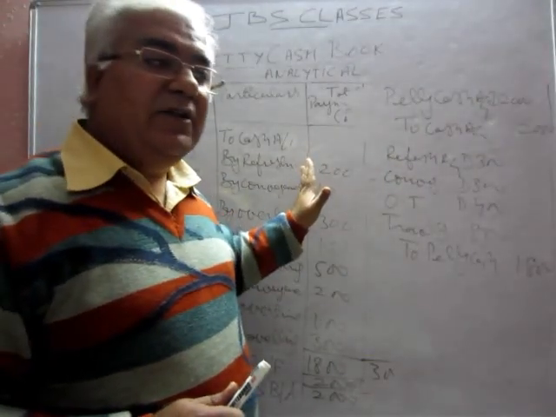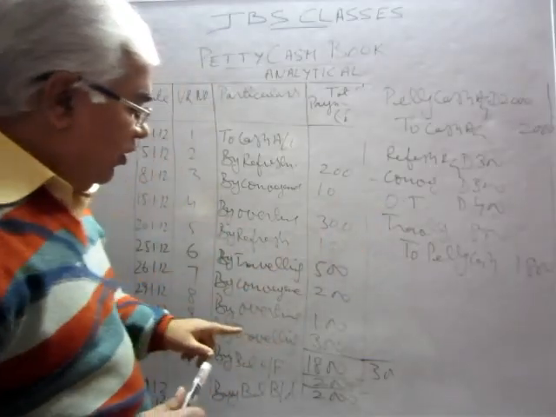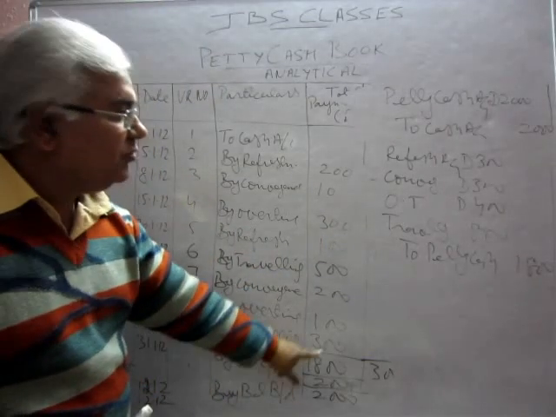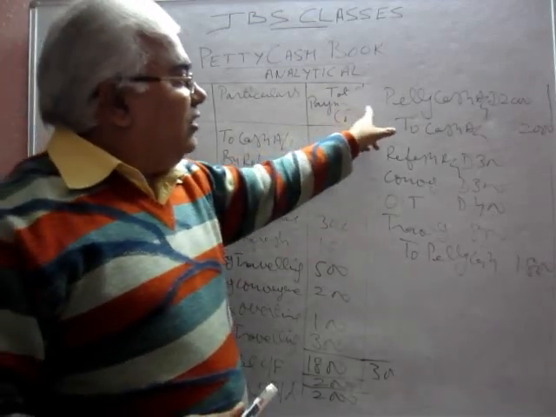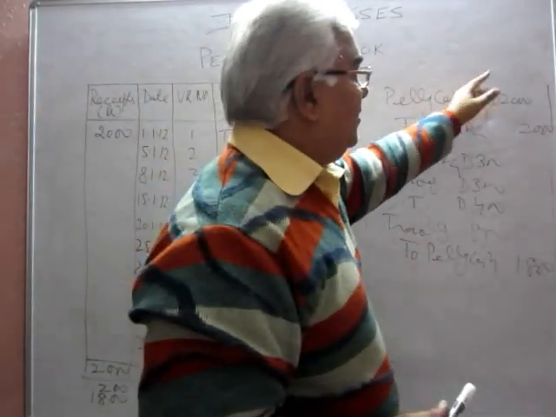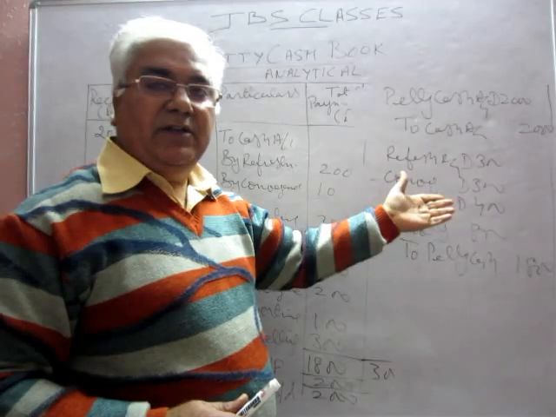But if you want to make it a part of journal, no further journal entry will be made. All this 1800 will be posted to petty cash credit side, and all those accounts which appeared here will be debited direct from here. I hope this point is clear.